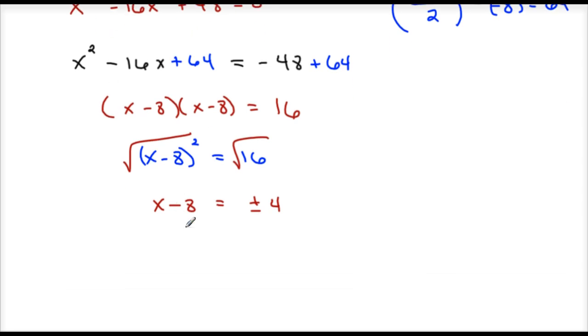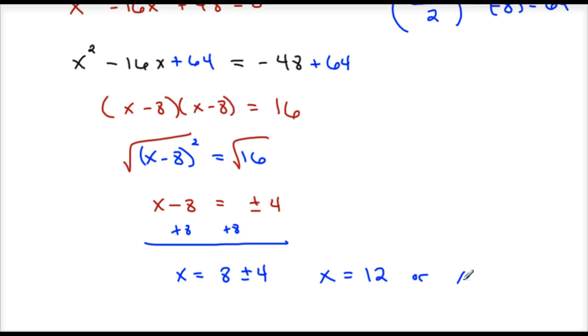Alright, add my 8 over to both sides. Plus 8. Again, whatever I add I'm going to put over on the other side, in front of my plus or minus. That's just a preference. So x equals 8 plus or minus 4. Here x equals 8 plus 4, which is 12, or x equals 8 minus 4, which is 4.